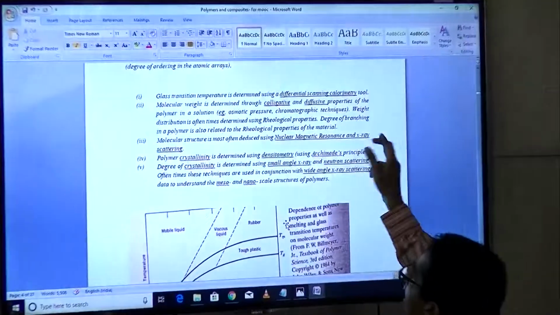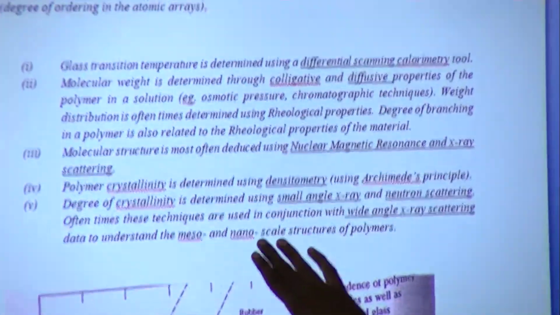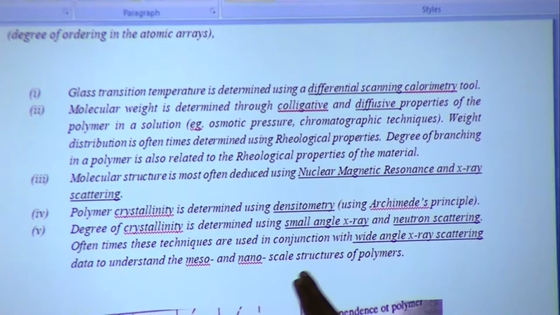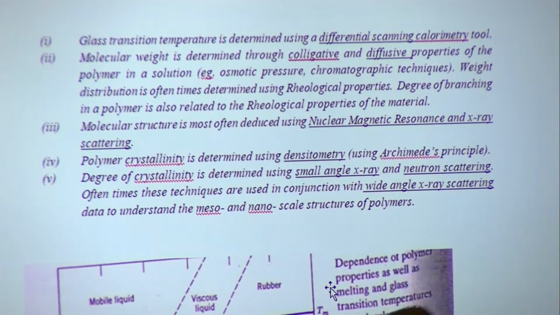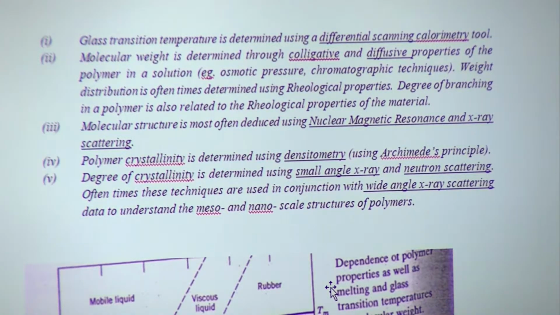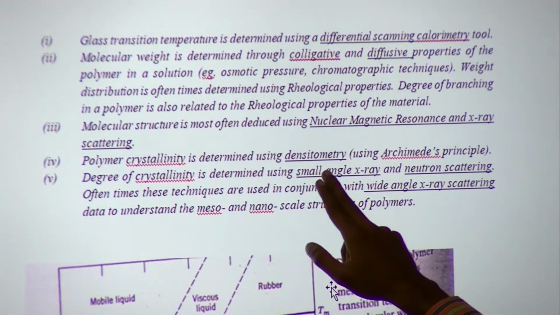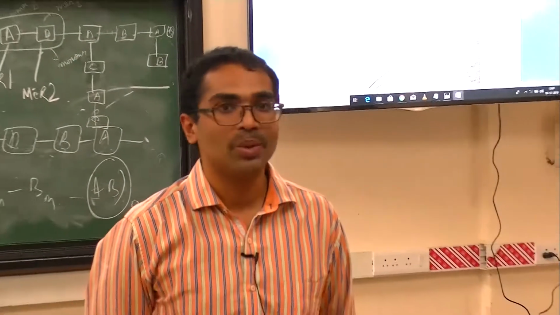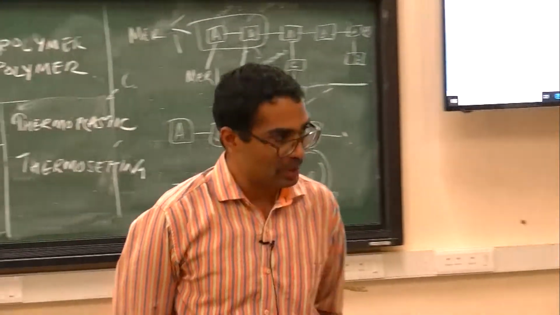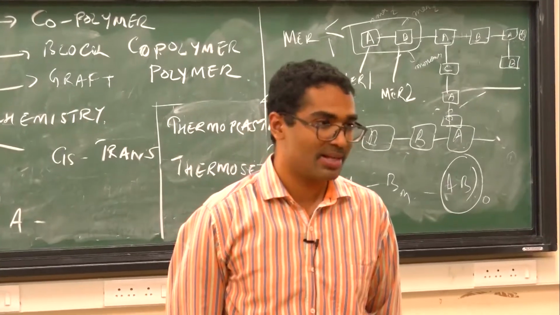Molecular structure is very often studied by using NMR and X-ray scattering. Crystallinity degree is very often determined by using small angle X-ray scattering or wide angle X-ray scattering. You can also study it by using neutron scattering. And polymer crystallinity is sometimes also determined by using densitometry. Makes a lot of sense, the higher the density, the more crystalline the sample. So with that we will conclude, the homework being cis-trans isomerism.